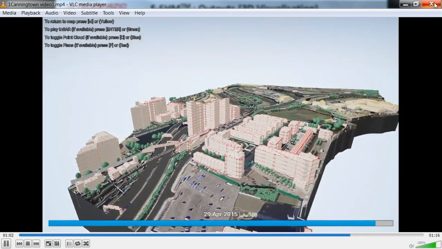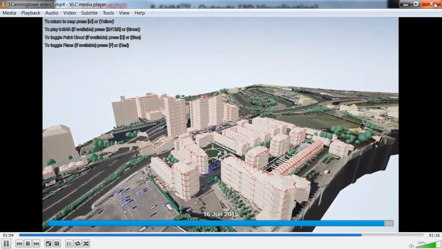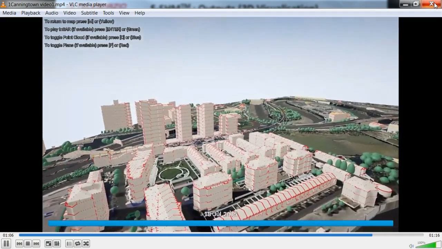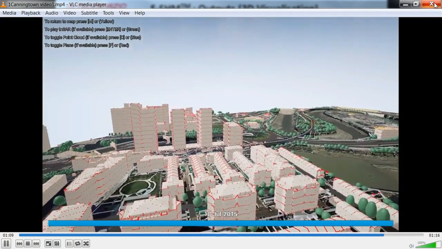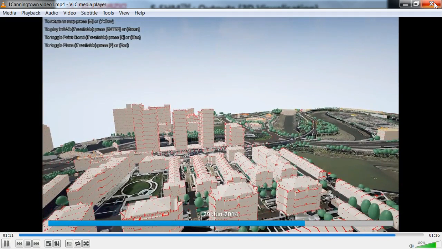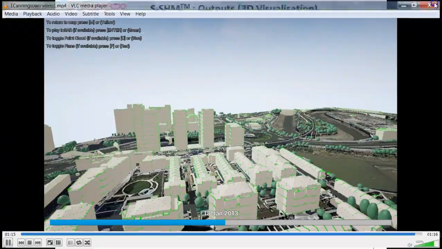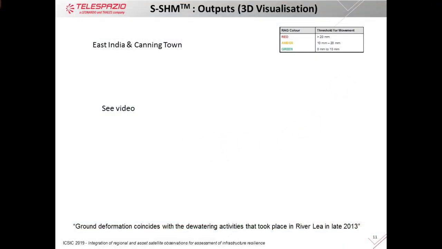So this study, which was done in Canning Town and East India DLR station, shows a quite important feature of subsidence that was ultimately related, and also proven by TfL, to the construction of one of the stations for Crossrail. Yeah, next one.